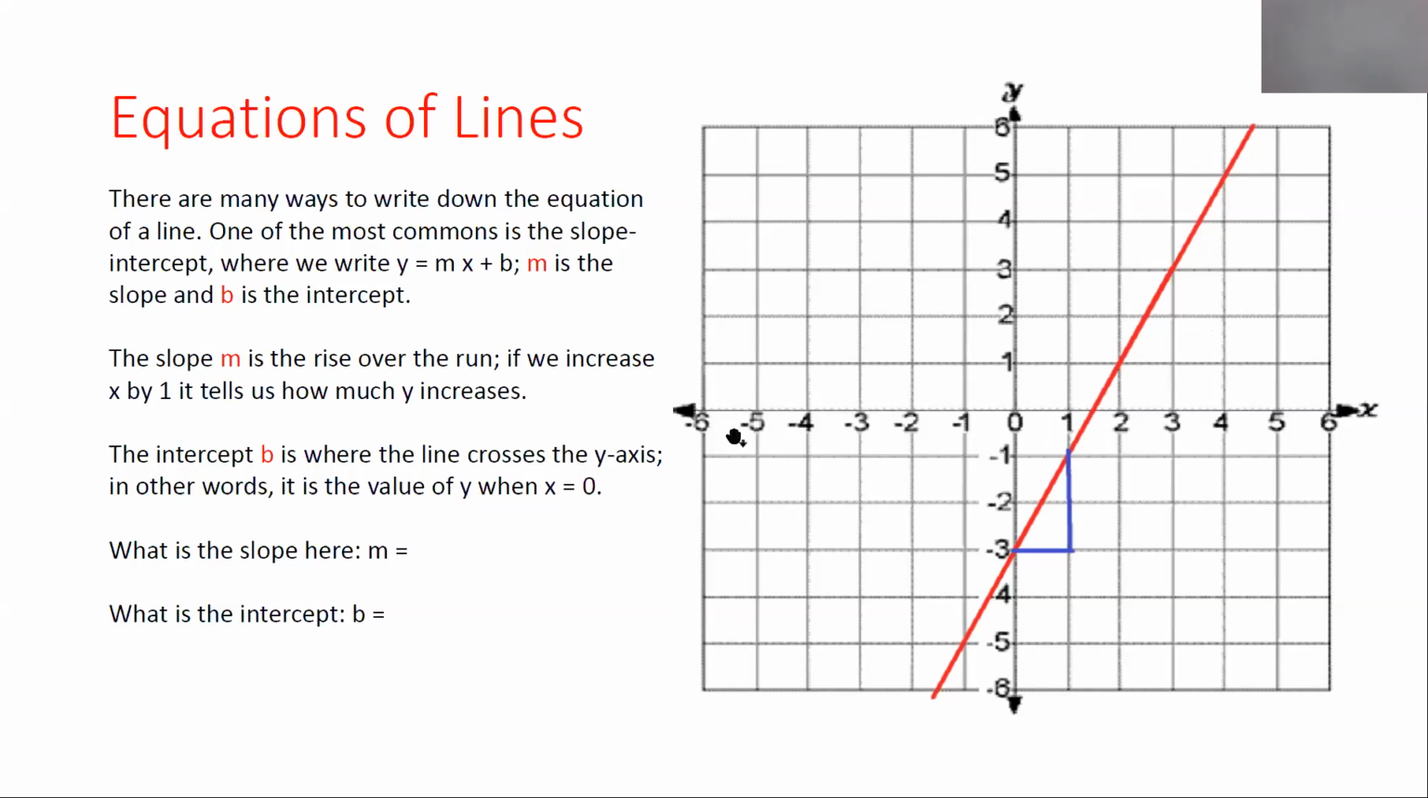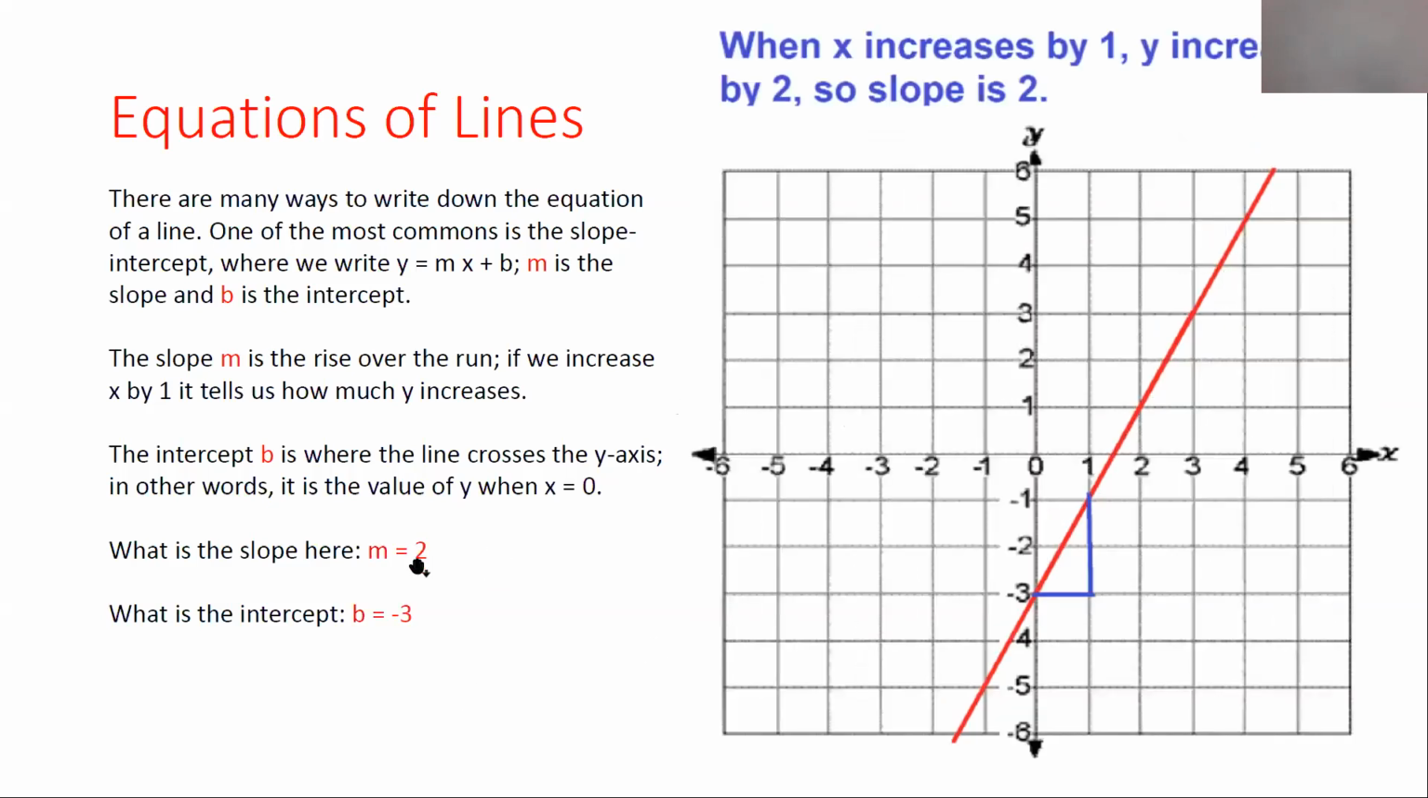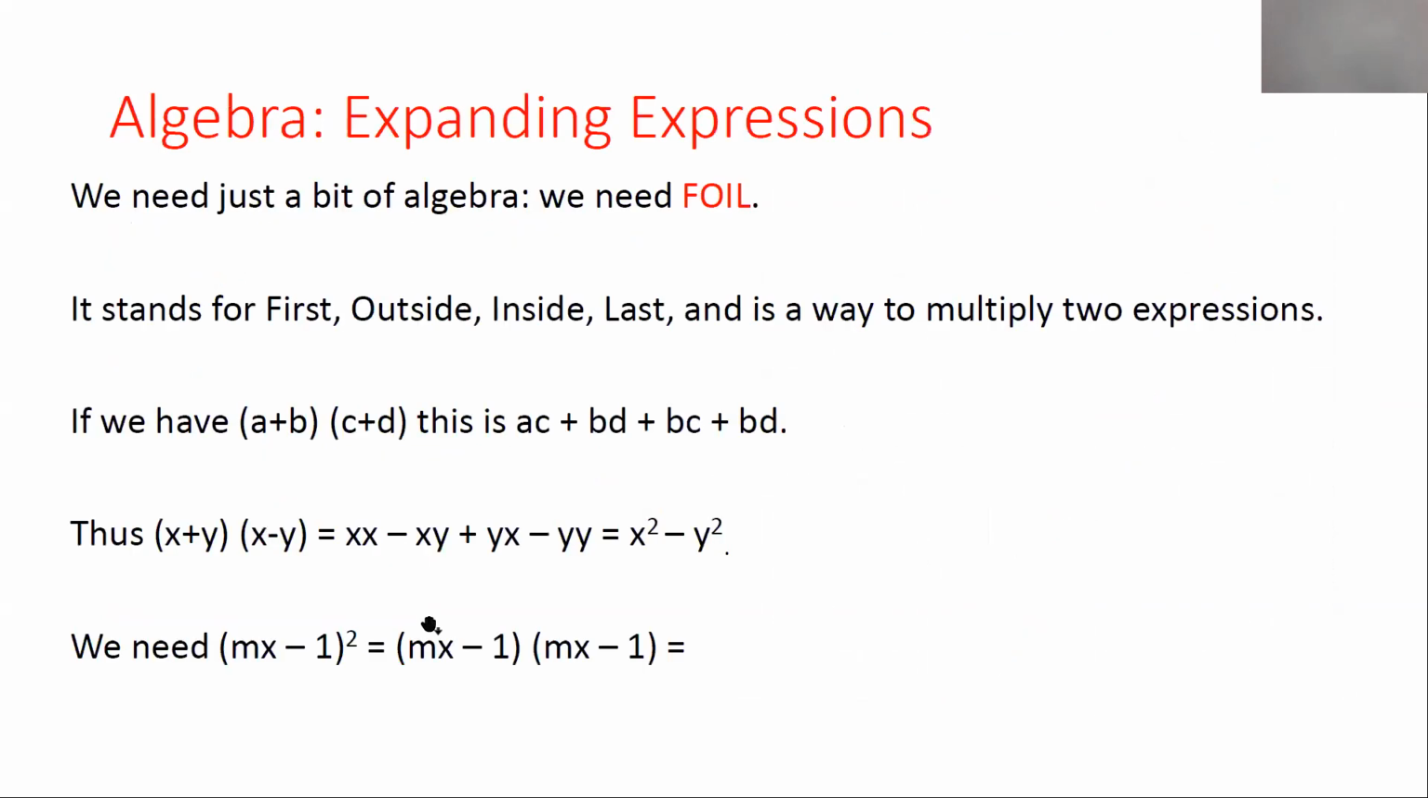2. So the slope is how much y increases when x increases by 1. So the slope would be 2. The intercept is where this line hits the y-axis. So when x equals 0, what is y equal to? Where does it look like it hits? Yeah, -3, so you got it. So we can write our equation. Yep, the slope is 2, so y equals 2x minus 3.